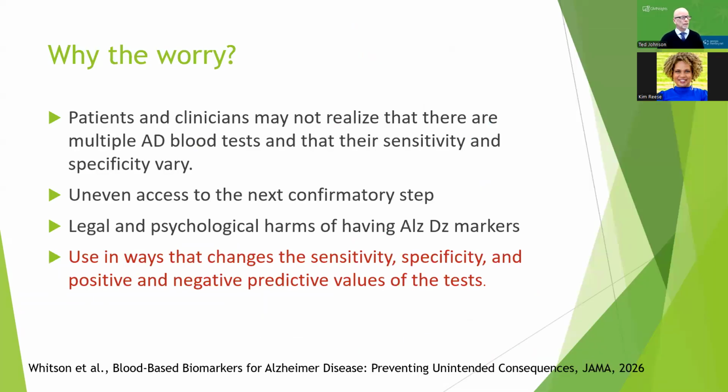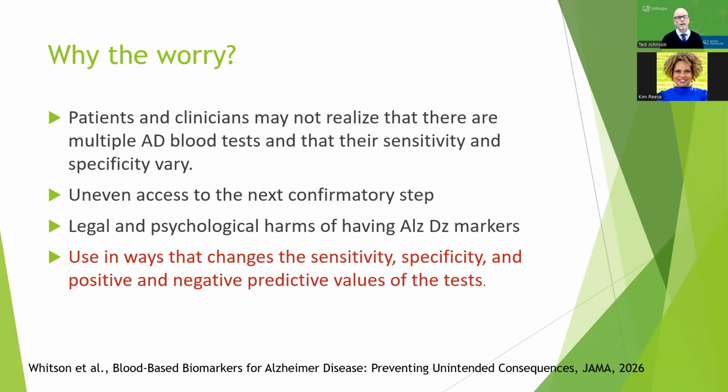All right. So Heather Whitson et al., in their JAMA editorial early last month, talked about some of the things that we should worry about with blood-based biomarkers in terms of their use in primary care and how that relates to the diagnosis of Alzheimer's disease. One is that patients and clinicians may not realize that there are multiple AD tests and they differ in their sensitivity and specificity. That's true. There's uneven access to the next confirmatory test.